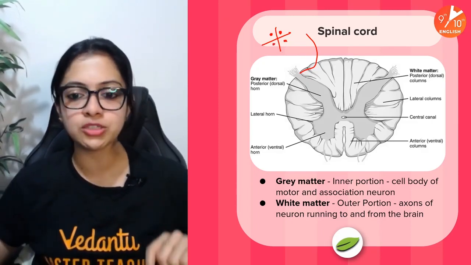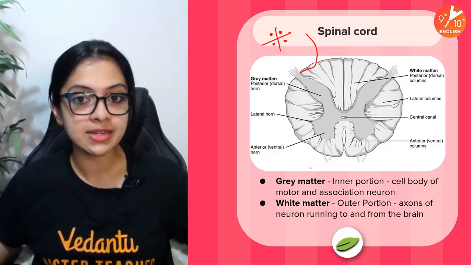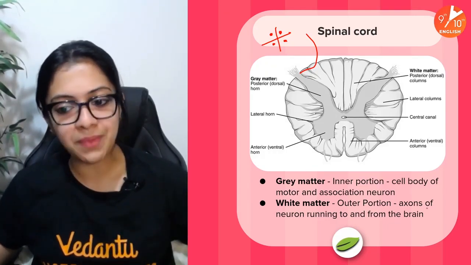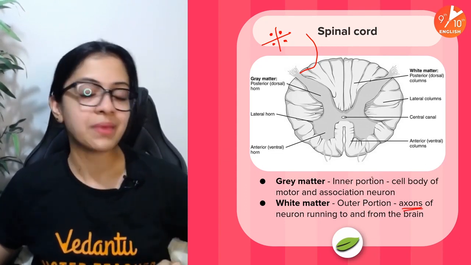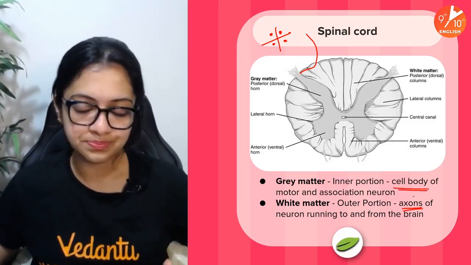Okay, so yes, coming to the next important aspect of the spinal cord, which is about the gray and white matter. Remember, children, this is super important. In this case, it is outer white matter and inner gray matter. White matter because it's mainly comprised of the axons, and inner gray matter, which is mainly comprised of the cytons or the cell bodies of the neuron.